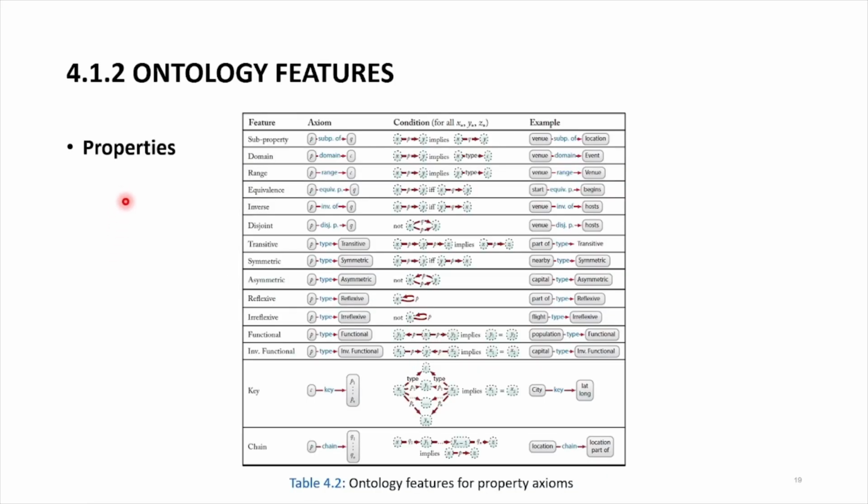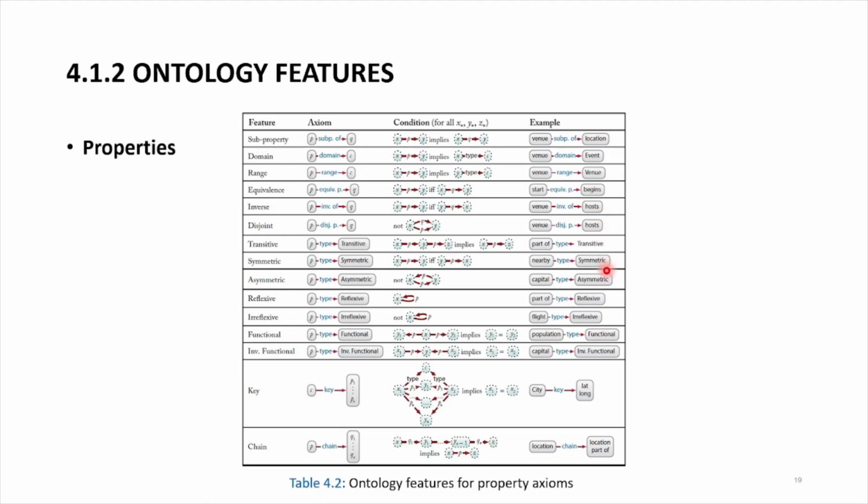Next feature is properties. From chapter 3, we already discussed how subproperty, domain, and range may be defined for properties. And OWL allows such definitions and further includes other features as listed in this table 4.2. We may define a pair of properties to be equivalent, inverse, or disjoint.